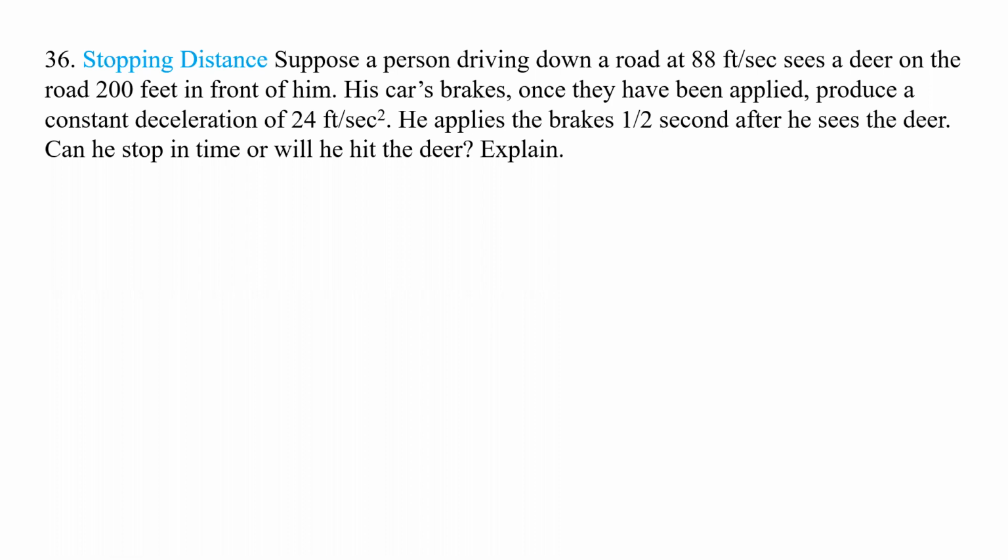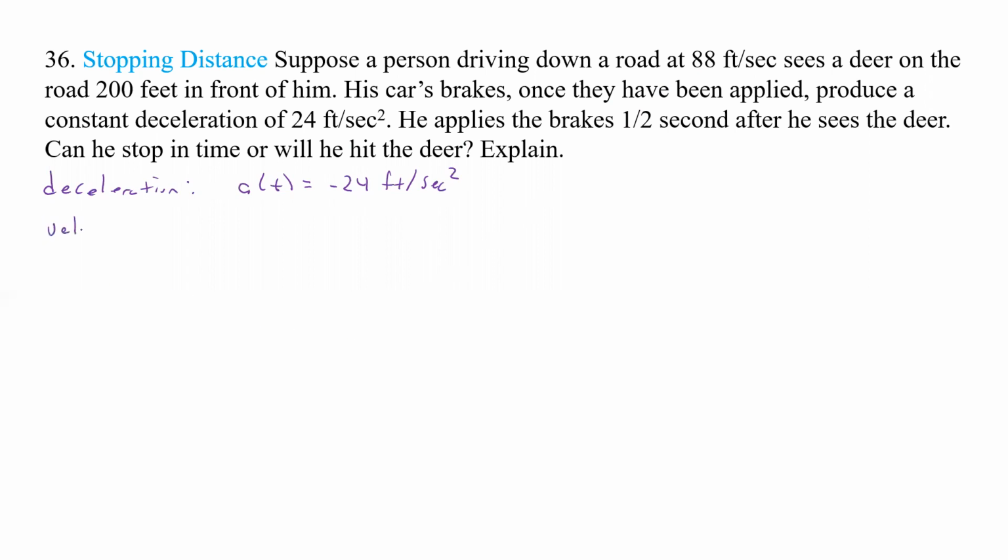Explain. All right, so we've got a lot of things to work on here. So let's start with writing down what we know. We know deceleration. Well, that's going to be our a of t. Last time, when we had the diver, a of t was something positive. This time he's decelerating, so it's going to be subtracting 24 feet per second squared. Okay, so that's given.